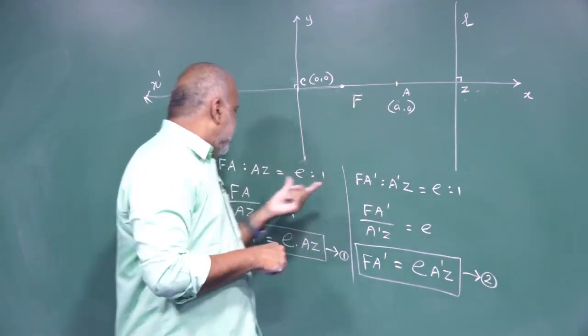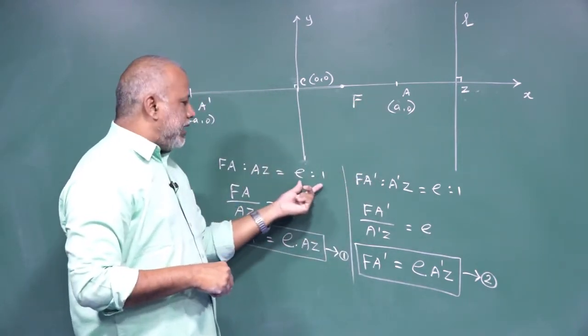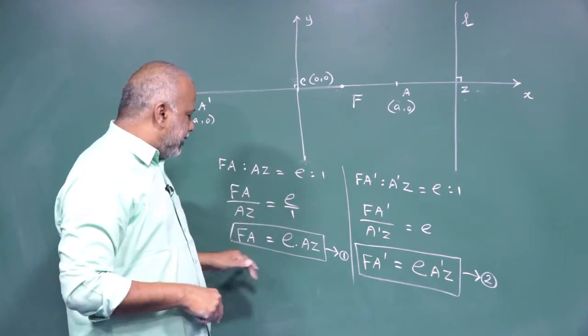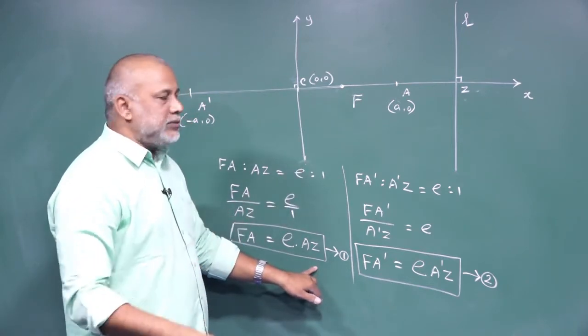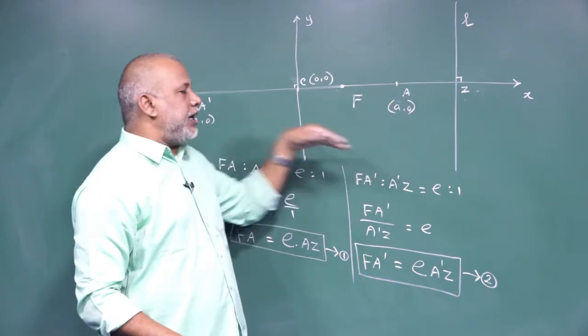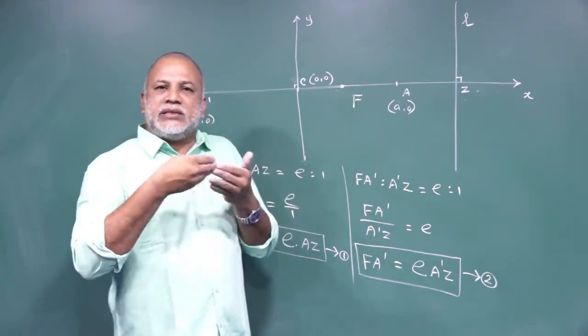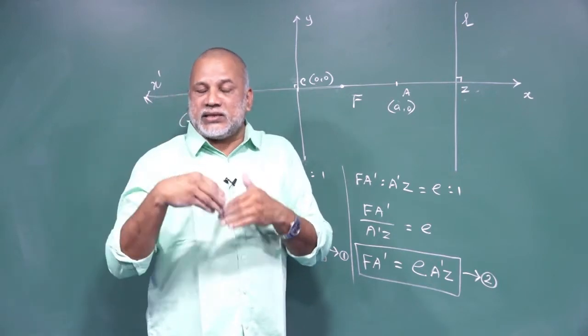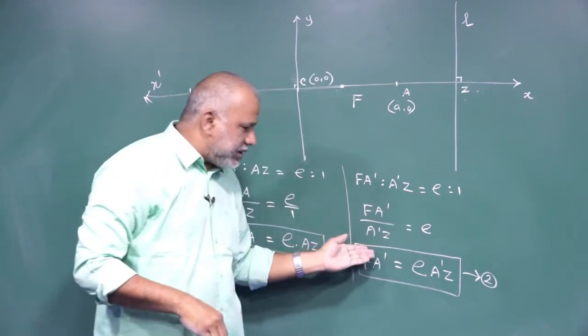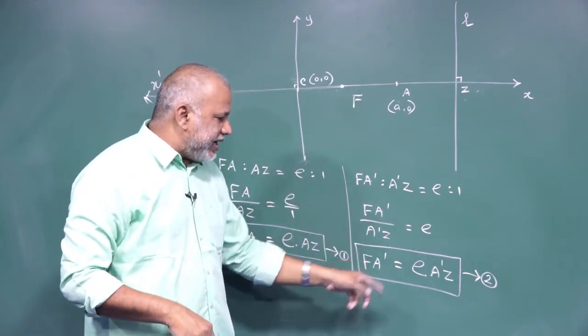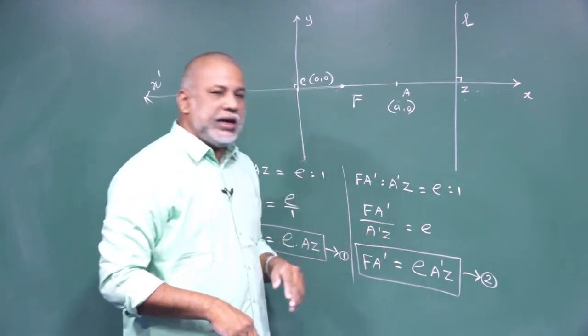Therefore, divide this one. FA by AZ is equal to E is to 1. Dividing and cross multiplying, we can get result number 1. In the same way, instead of A, use A dash, because A dash divides externally in the ratio E is to 1. Therefore, deriving that, we can get FA dash equal to E times A dash Z.